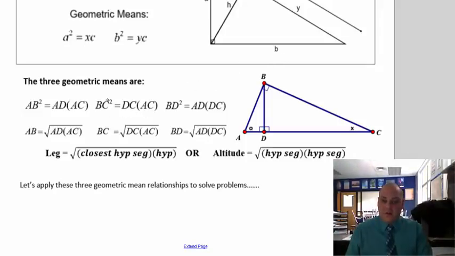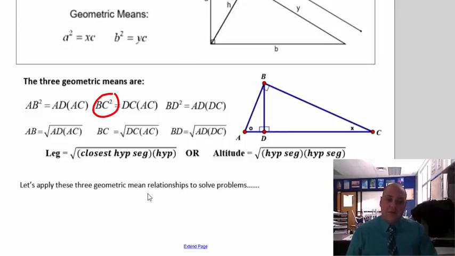And then there's another one, BC squared is going to equal DC times AC. And right now, I think it's hard to see because these are just formulas. It's very, very difficult to see just looking at this page. I think when we get into actually doing the problems, it's going to be a lot better for you.